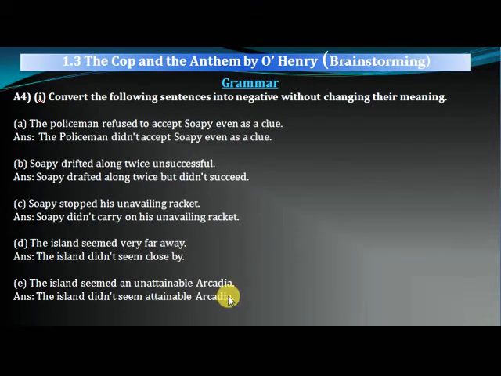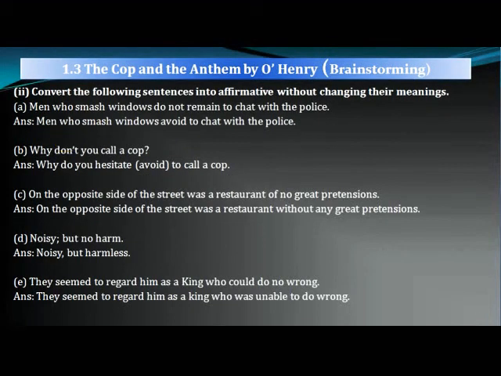So the next activity is to convert the following sentences into affirmative without changing their meaning. So now we have to make the sentences into affirmative without changing their meanings. So A1 is: men who smash windows do not remain to chat with the police. So the answer to this is: men who smash windows avoid chatting with the police. So here we removed this do not from the sentence and made it an affirmative sentence.